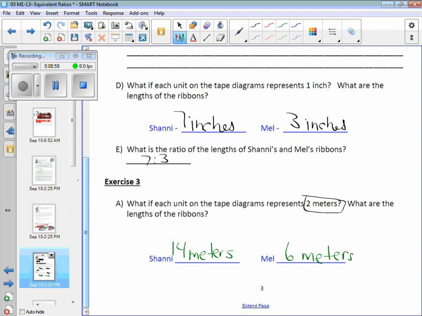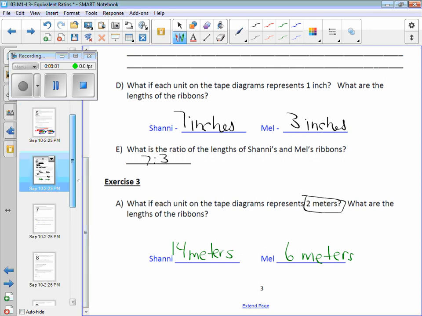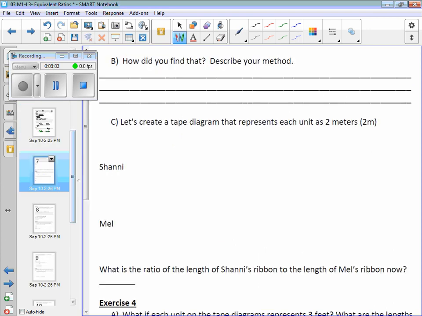Here's how it gets illustrated in the tape diagram. Go to the next page. Skip B for right now. And we're going to create the tape diagram. What did I tell you about tape diagrams? The tape diagram is always... What was the original ratio? Make it 7 boxes by 3 boxes. That never changes.